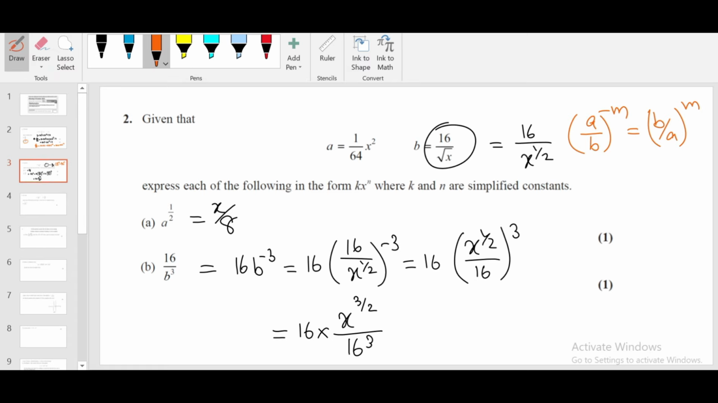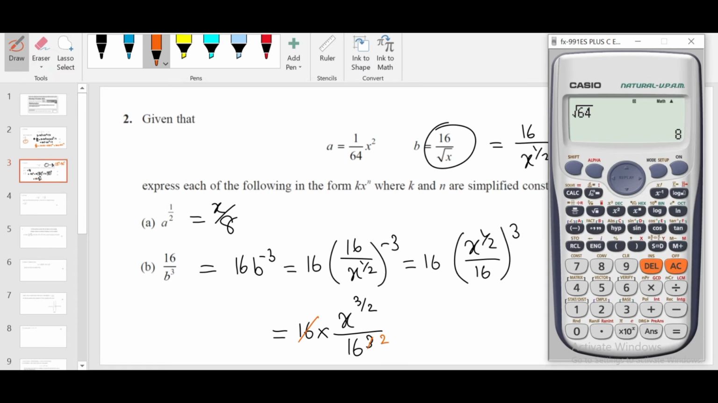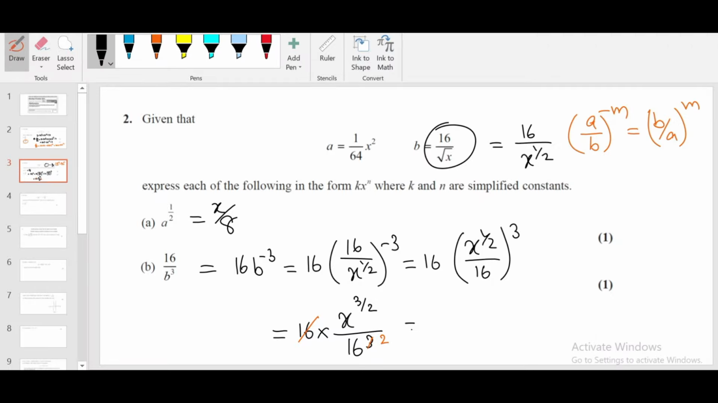So basically you cancel 16, it becomes 16 squared. 16 squared is 256. So you will get x power 3 over 2 divided by 256. In fact, they want you to write it in the form kx power n. So you can write this as k is 1 over 8, x power n is x power 1. Here k is 1 over 256, x power n is x power 3 over 2. Let's move on to part C of the question.